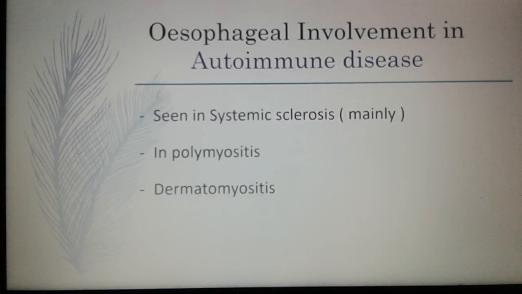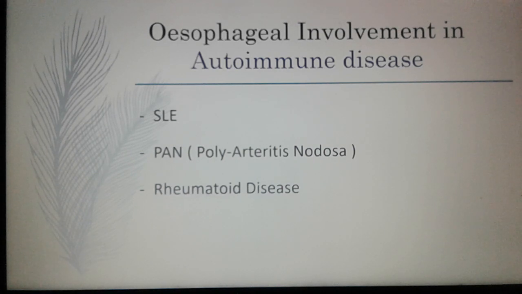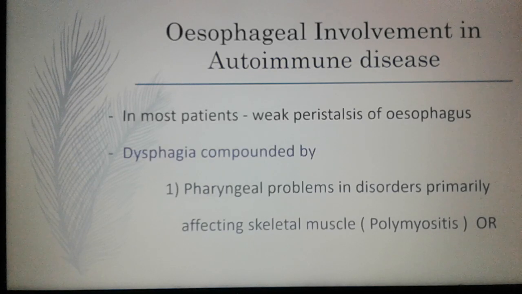Next group is the autoimmune diseases affecting the esophagus, especially seen in systemic sclerosis. Other conditions, yes: polymyositis, dermatomyositis, systemic lupus erythematosus, polyarteritis nodosa, rheumatoid disease. In all these autoimmune diseases, the esophagus sometimes may get involved. And in most of these patients, usually there is weak peristalsis of the esophagus.